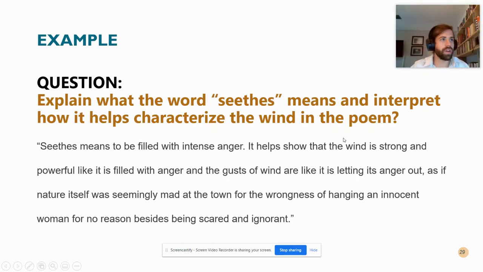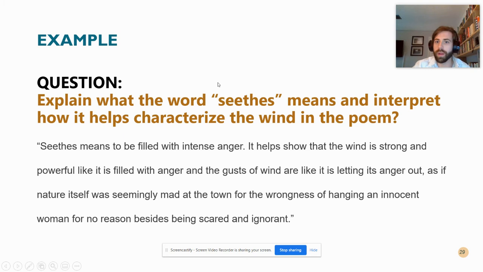So I wanted to go over some quick examples of what good responses to some questions that you'll see in our first unit might look like. A question that I might ask is, explain what the word seethes means and interpret how it helps characterize the wind in the poem. This is a poem that we're going to read in the next week.